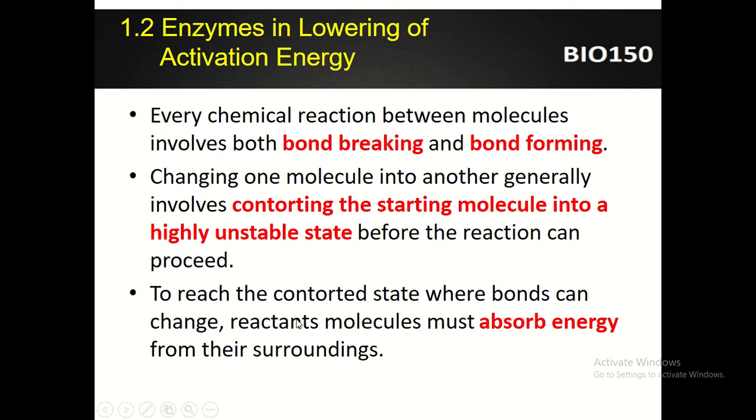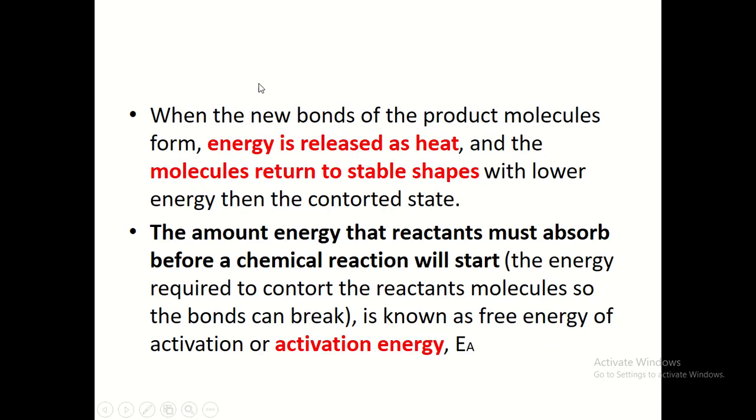So to reach the contorted state, the unstable state where the bonds can change, the reactant molecules or the substrate must absorb energy from the surroundings. So in order to break the bond of the substrate, the reaction needs to absorb energy from the surroundings. After that, when the old bond becomes unstable, it gives a chance for new bonds of the product molecule to form, and energy will be released as heat, okay?